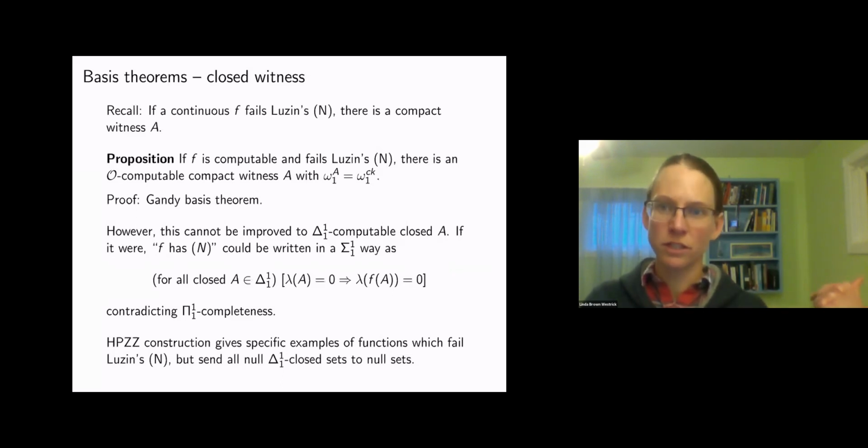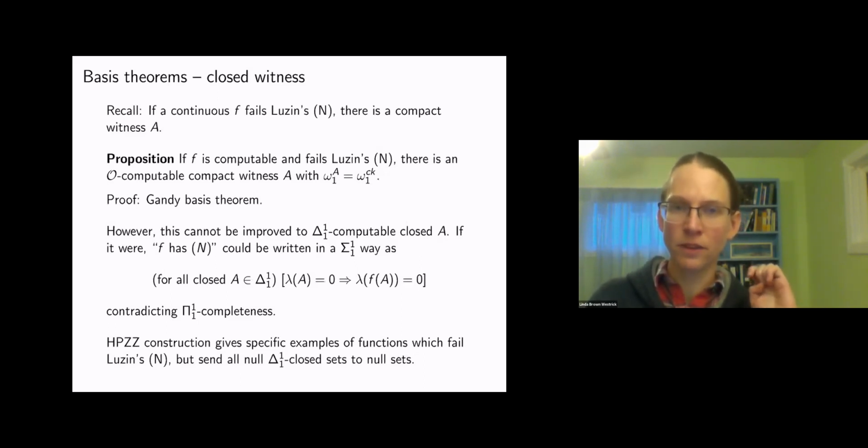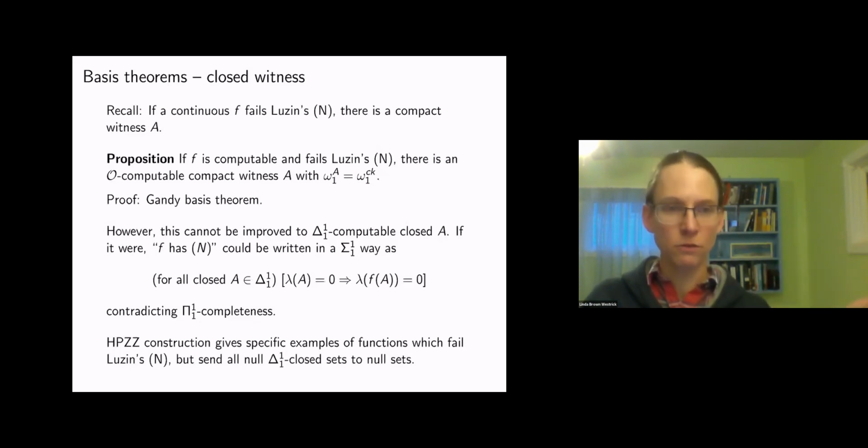And the result that we just sketched actually shows you that you can't do that much better than that if you're trying to look for closed witnesses. Because, for example, if you tried to improve it to say, could you always find a delta 1, 1 describable closed witness to the failure of n when it exists? Well, you know that you can't always find one, because if that were true, then you would be able to write Luzin's n in a sigma 1, 1 way, as is written here. Because you could, using a sigma 1, 1 quantifier, quantify over all of the delta 1, 1 closed possibilities and then just see which one has it.